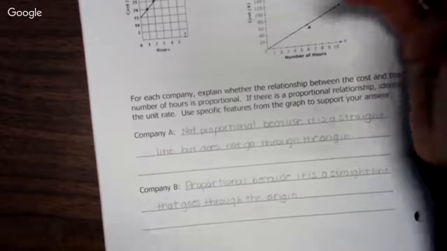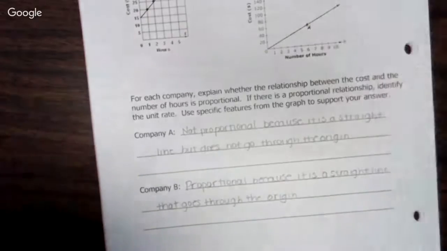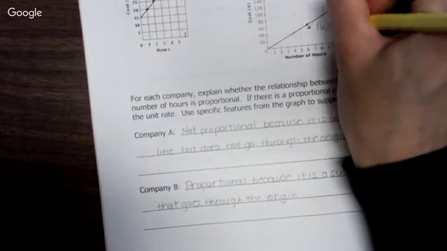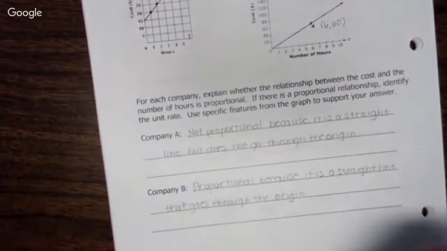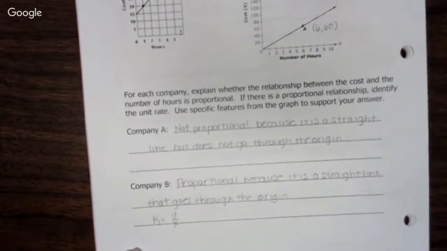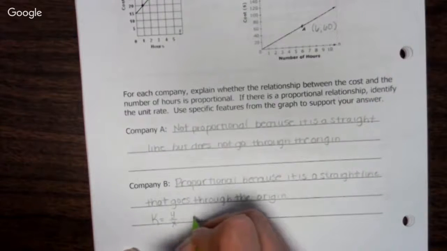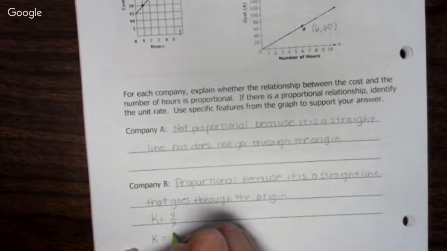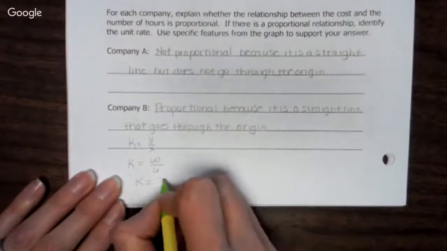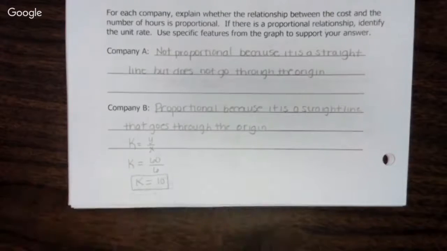Now, to find the unit rate, you're going to use a point that crosses. They give us that point. That point is 6, 60. So remember that to find the unit rate, you're going to do y divided by x. So y is 60, x is 6, which would make our unit rate 60 divided by 6, 10. So just make sure you're finding the unit rate when it is a proportional relationship.